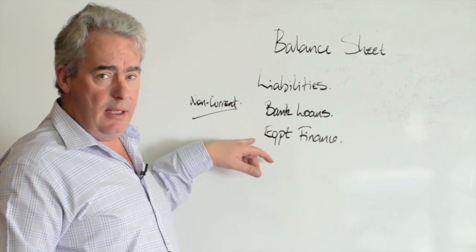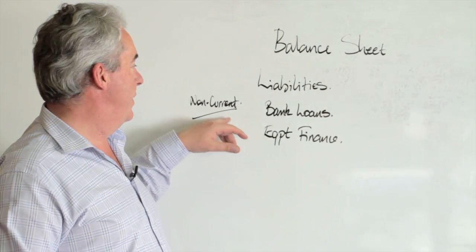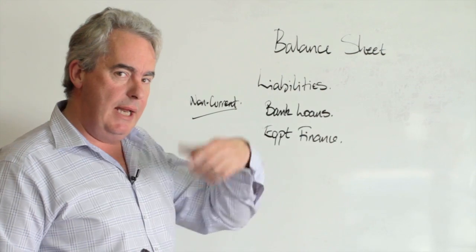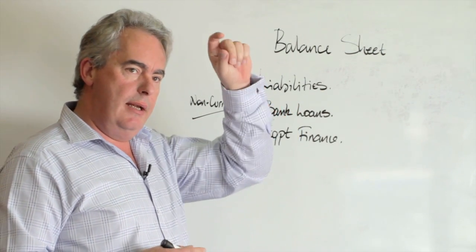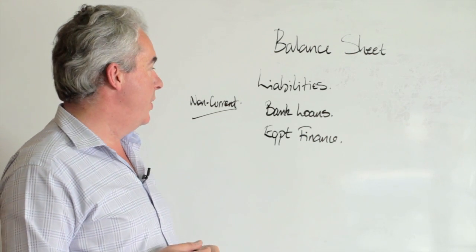You'll find the liability sits in that. The 4-year component of the liability will sit in the non-current section of the balance sheet. The next year's liability will sit in the current portion of the current liability section of the balance sheet.